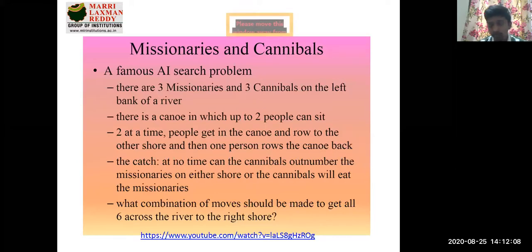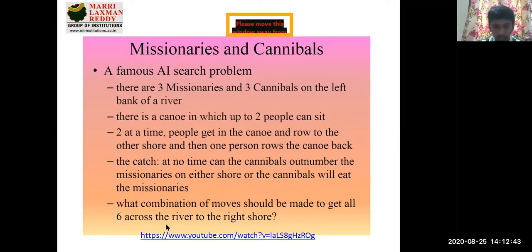In today's session, we'll look into the step-by-step procedure of how this problem can be solved. This is only one problem we are going to address for now. But when you talk about AI in general life, there are n number of problems or puzzles like this which we need to solve. So the question here is, what combination of moves should be made to get all six across the river to the right shore? All six people should move from left to right. If you have watched this video, it will be very easy for you. Or else I'd like to play this video for you.